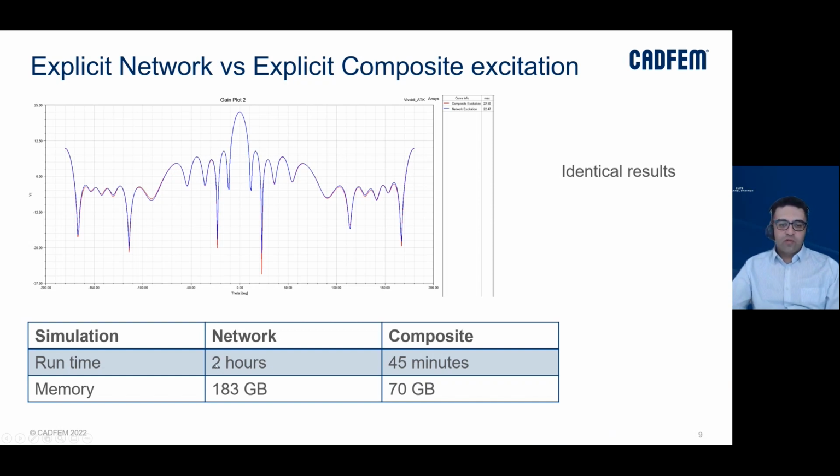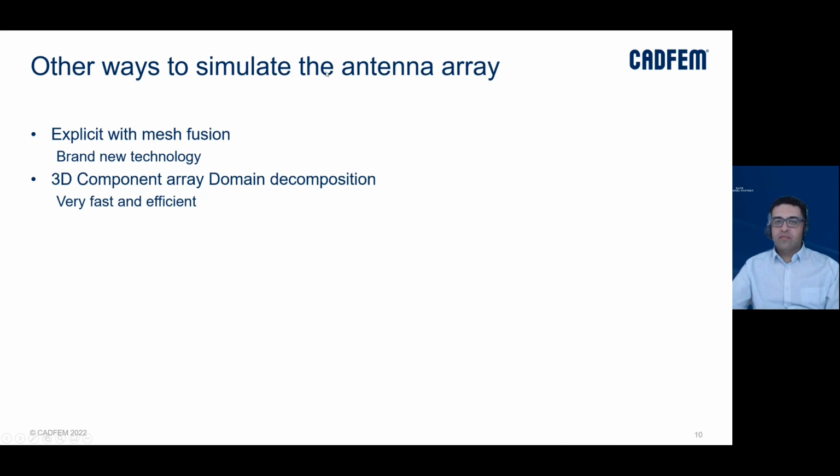And as we see, we go from 2 hours to 45 minutes, and we go from 183 gigabytes to 70 gigabytes. So we're saving a lot of time and resources. The only catch is it's valid only for one look direction, but it gives identical results. There are other ways to simulate the antenna array, which is beyond the scope of this presentation. This presentation is mainly about when you have an antenna array, regardless of how it was simulated, and you want to simulate it.